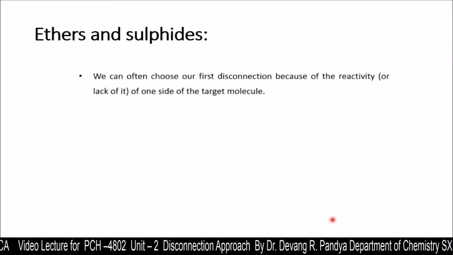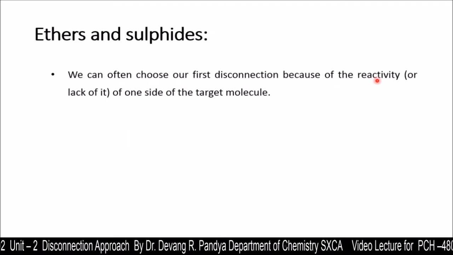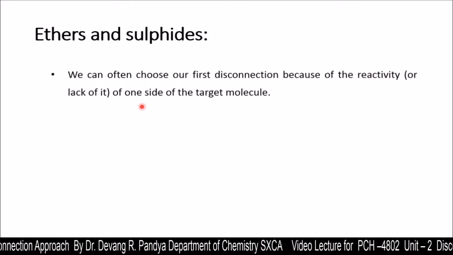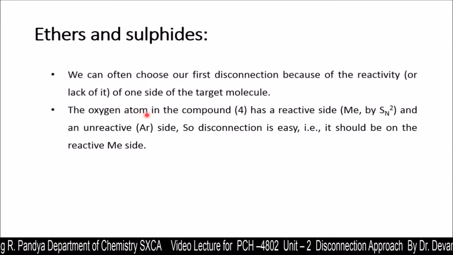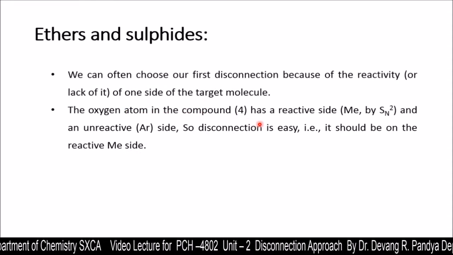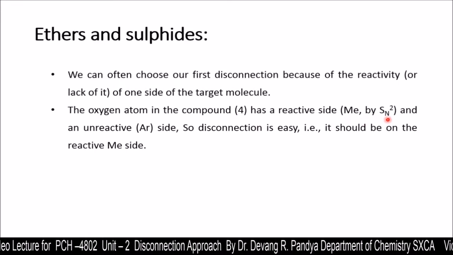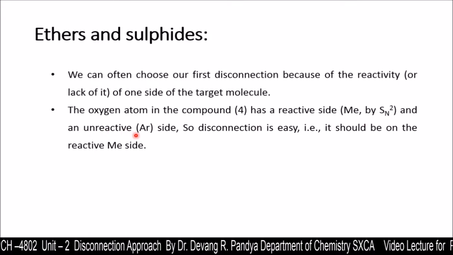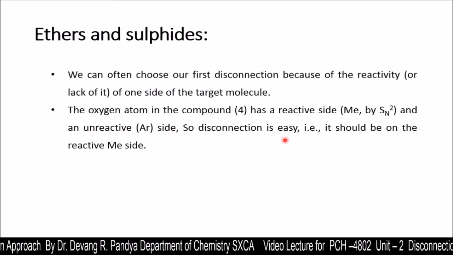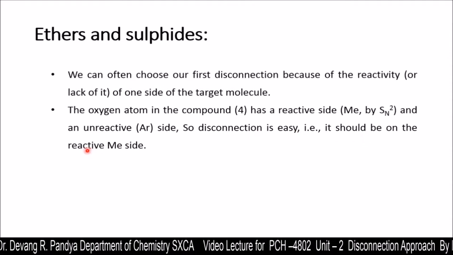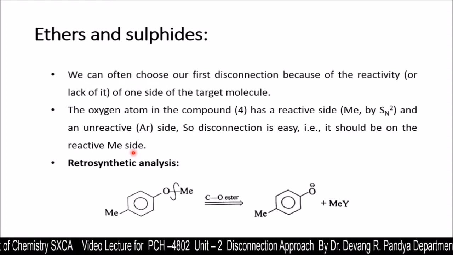Now ethers and sulfides. We often choose our first disconnection because of the reactivity or lack of it of one side of the target molecule. The oxygen atom in the compound 4 has a reactive side, that is the methyl group, and that can be done by SN2, and the unreactive side, that is the aryl side, so the disconnection is easy. It should be on the reactive methyl side. The retrosynthetic analysis is given over here.